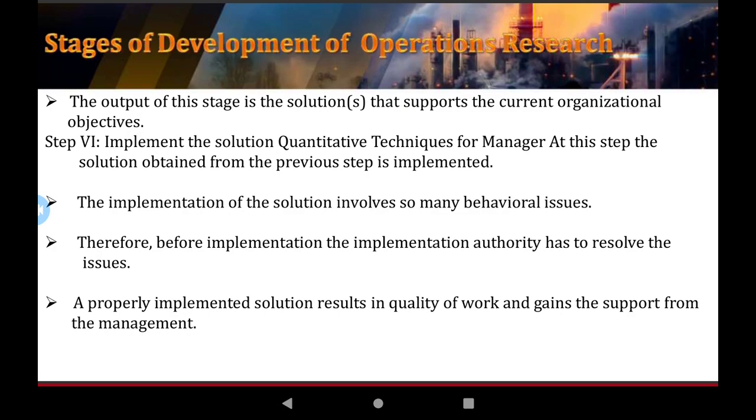Suppose your model is complete for a bridge, and the authority gives the information and allows the government to start this bridge, और इसको इम्प्लीमेंट कर दिया गया कि ये ब्रिज कंप्लीट है और उस पर वाहन चल सकते हैं। Therefore, for implementation, the implementing authority has to solve the issues. Properly implemented solutions result in quality of work and gain the support of the management.